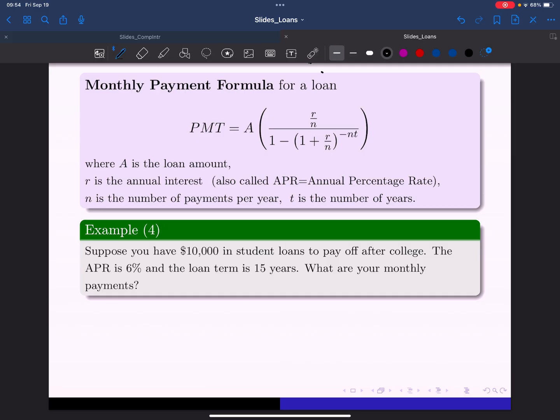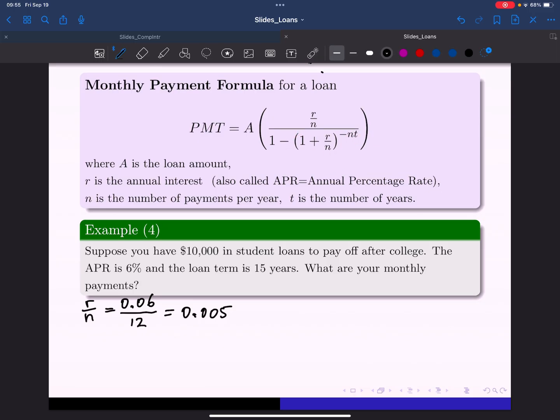So first I would calculate what R over N is. My R is 6%, in decimal 0.06, divided by how many times per year, N is how many payments per year. We do monthly, so it's 12. So this is equal to 0.05, I'm sorry, 0.005.